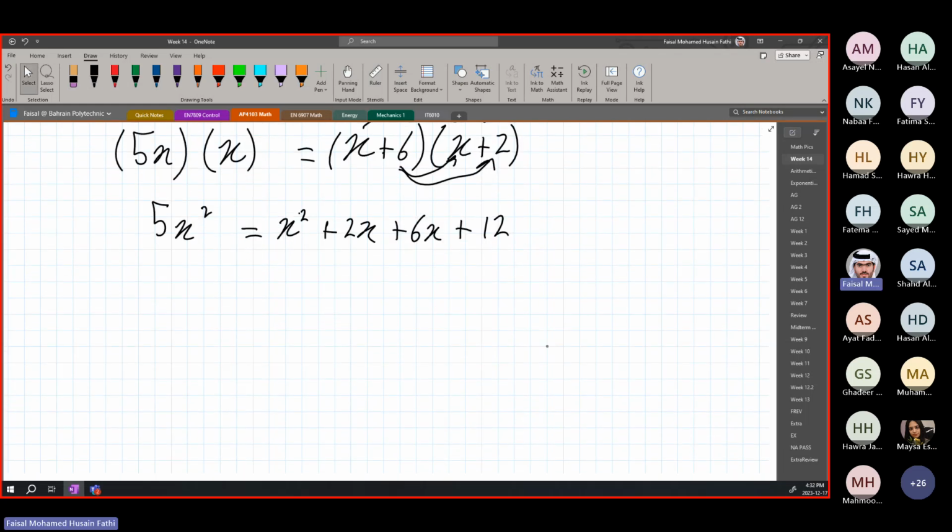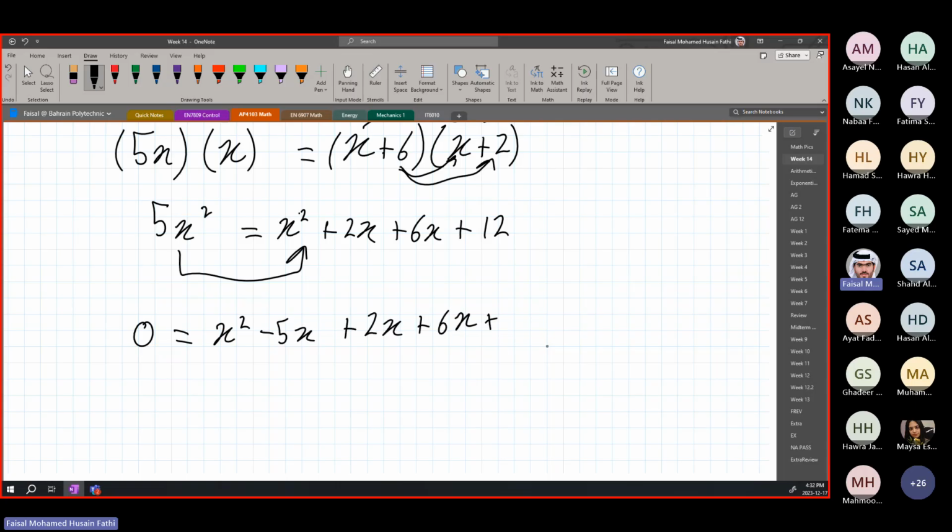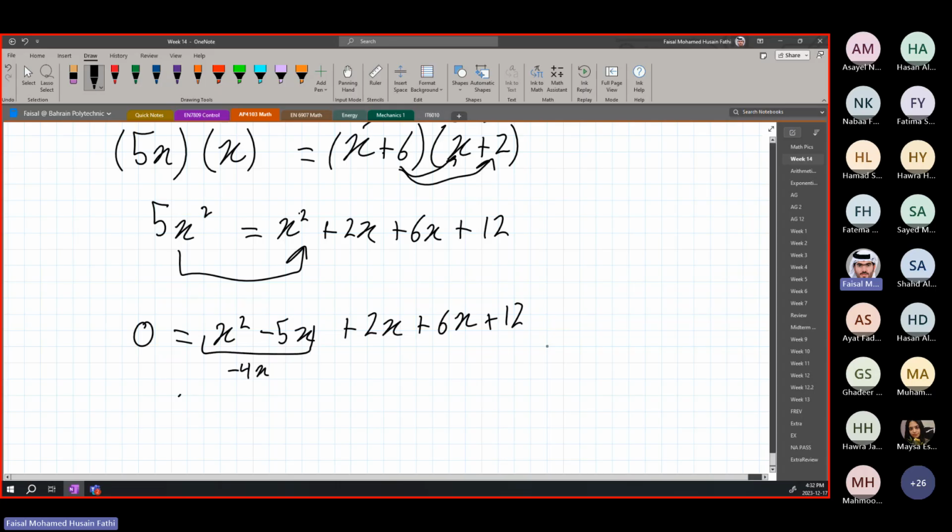Our best friend, a quadratic equation. Let's take this to the other side, so we get a 0. So 0 is equal to x squared minus 5x plus 2x plus 6x plus 12. If I'm just going to flip them, first of all, x squared minus 5x, this is just minus 4x. Minus 4x squared. Then minus 4x squared plus 2x.